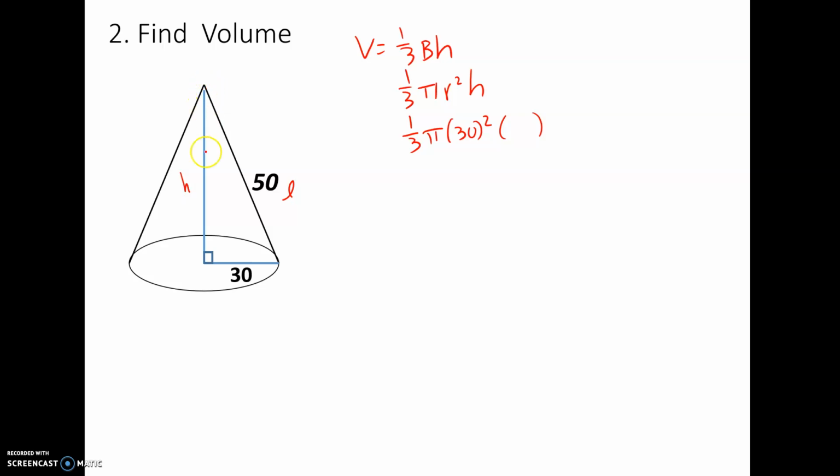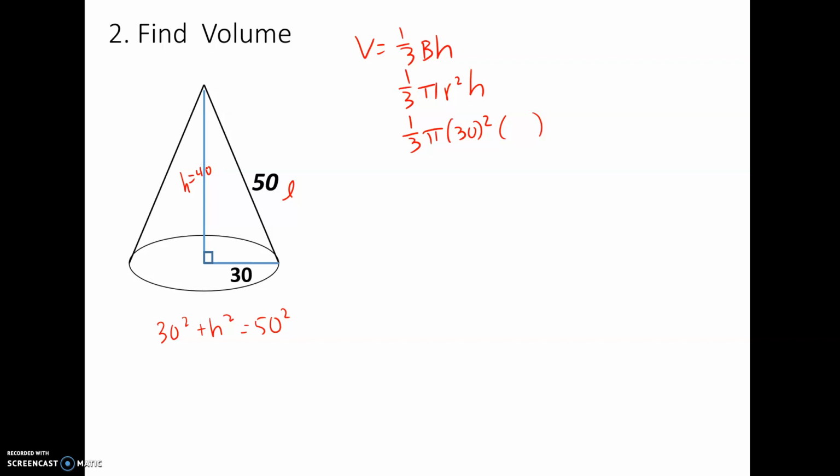But I know that my height has to be perpendicular to my base, which means I just made a right triangle. So I want to figure out the height here, which is going to be 30 squared plus h squared is equal to 50 squared. If you see that this is a triple, then great. We can see that our height here should come out to 40.